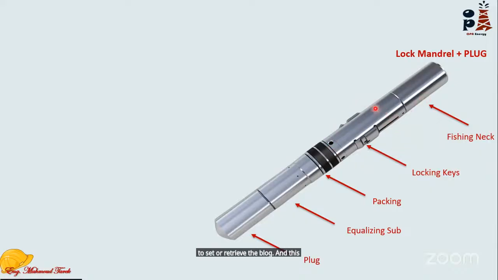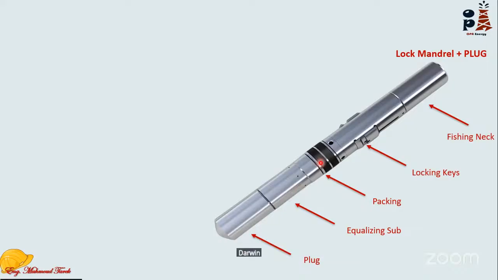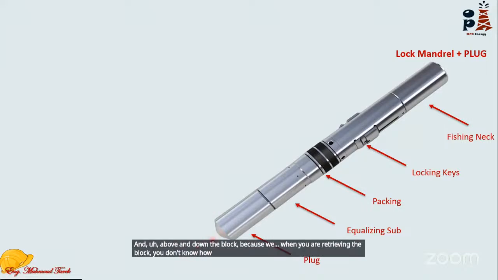And this is the lock mandrel, which has the locking keys or dogs. Locking keys or dogs are set inside where? Inside the nipple. And this is the backing element to isolate any pressure from the downhole and isolate the well. And this is the equalizing prong. The equalizing prong is attached down the lock mandrel to equalize the pressure above and below the plug, because when you are retrieving the plug, you don't know how much pressure is under the plug.